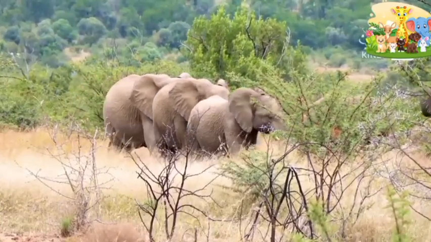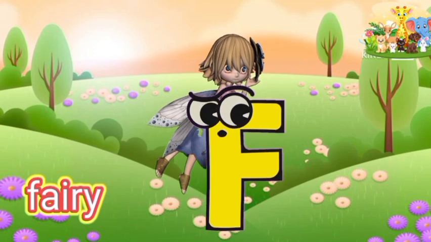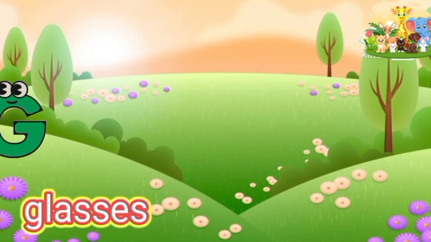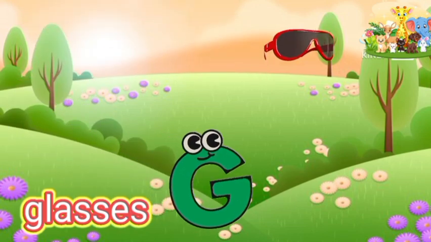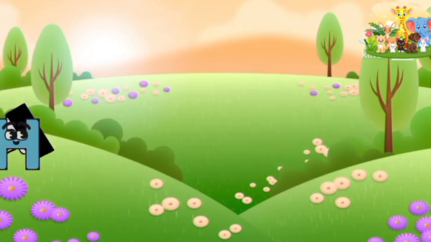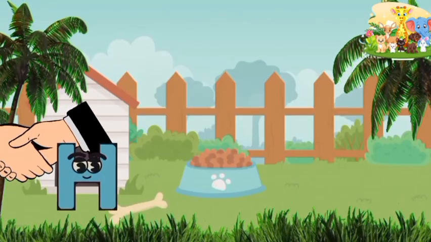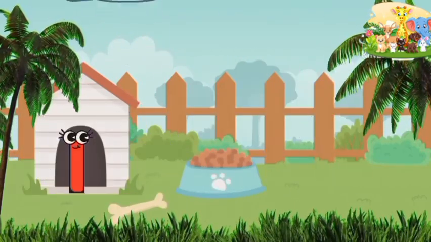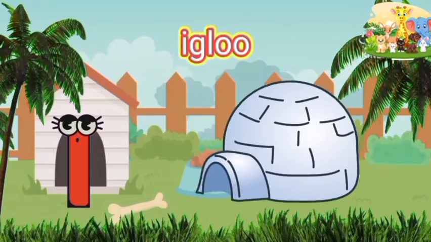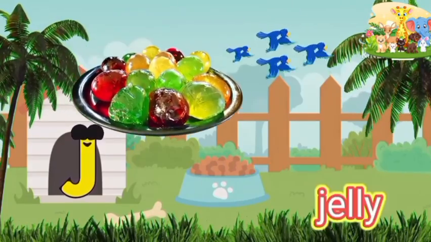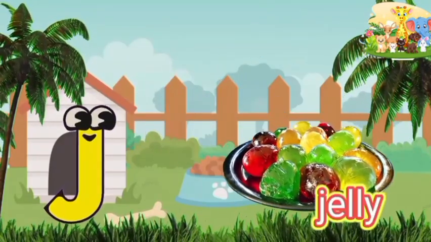F is for fairy, fairy. F, fairy. G is for glasses, glasses. G, glasses. H is for hand, hand. H, hand. I is for igloo, igloo. I, igloo. J is for jelly, jelly. J, jelly.